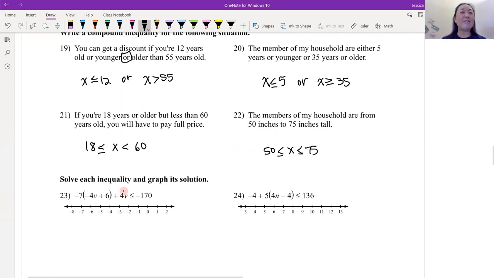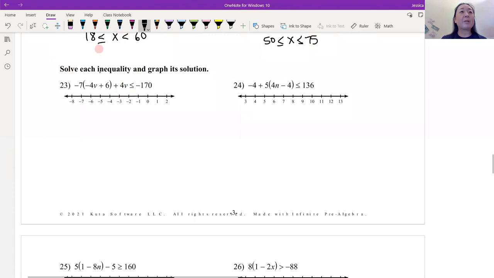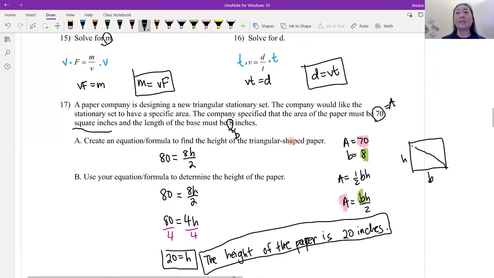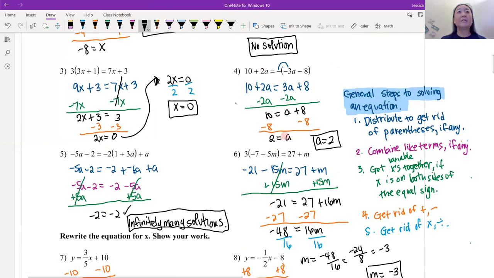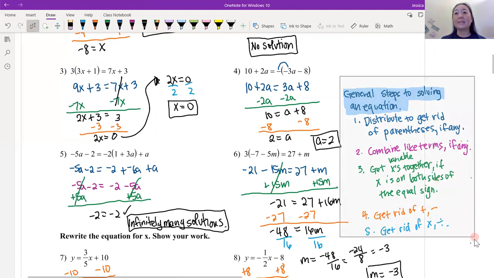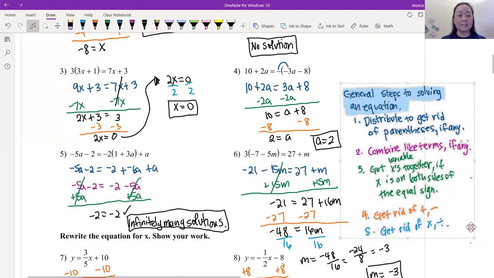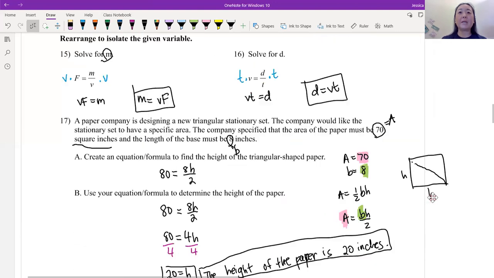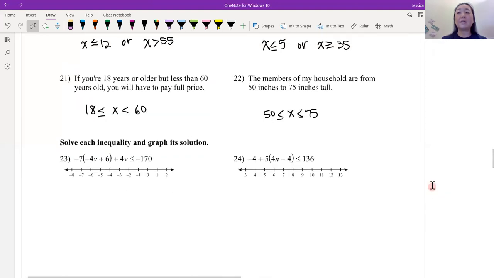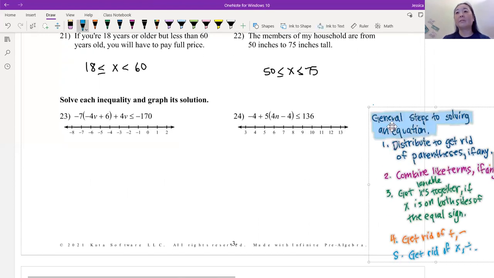All right, so solve the inequalities. Number 23. Same steps as before. Maybe I should bring those steps down. I'm going to copy these, because guess what? Same idea. It does not change. I'm going to copy and paste them down here. There we go.